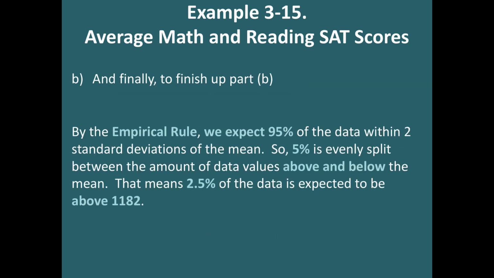Therefore, to finish up part B, by the empirical rule, we expect that 95% of the data will fall within 2 standard deviations of the mean. So, the remaining 5% is evenly split between the amount of data values above and below the mean. Splitting that in half, that means that 2.5% of the data is expected to be above 1182. In other words, 2.5% of the population of students taking the SAT will have a score higher than 1182.